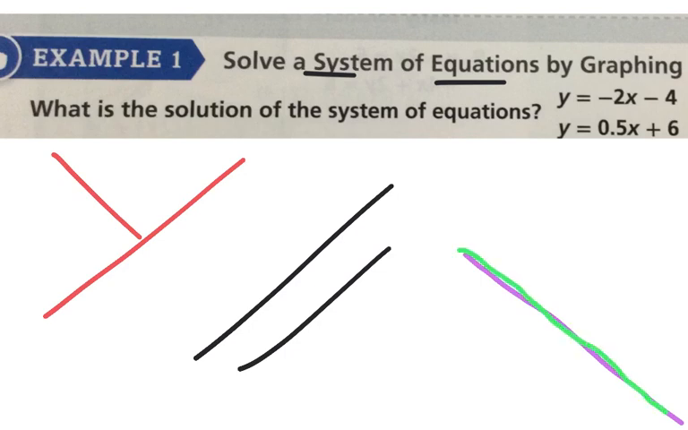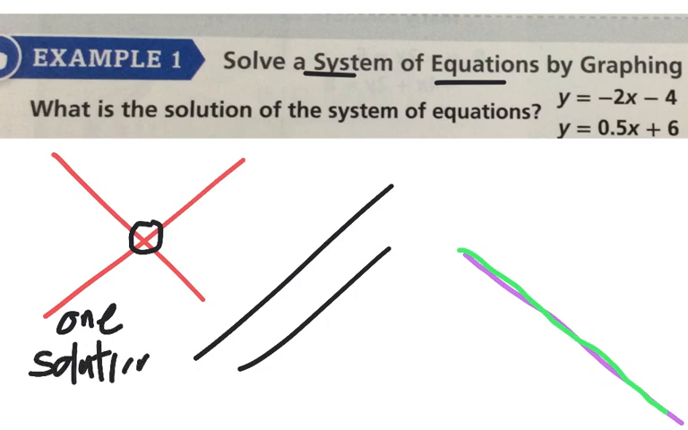So when I graph two lines, these are the three possibilities. So when I solve the system of equations, these are the three possibilities that could happen. They could intersect at a point. When this happens, the solution is the point that they cross. So the point that they cross, the x and y ordered pair, that is the solution.